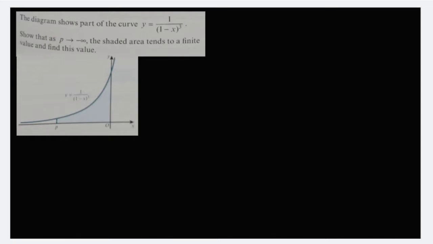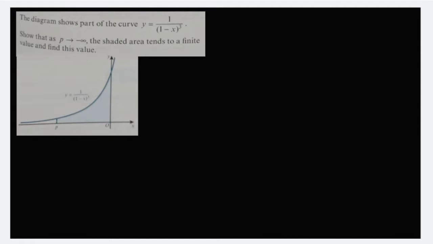So an example, the diagram shows part of the curve y is equal to 1 all over 1 minus x raised to 3. So we are asked to show that as p approaches negative infinity, the shaded area tends to a finite value, and we are asked to find this value.